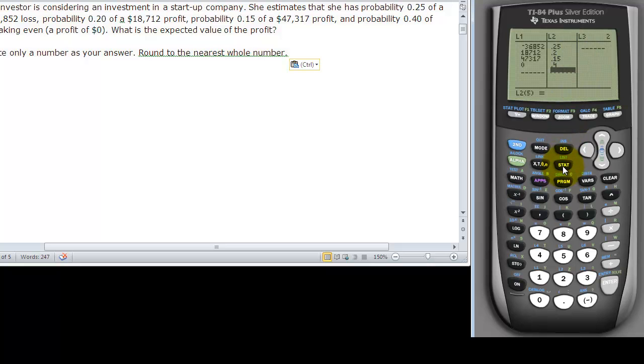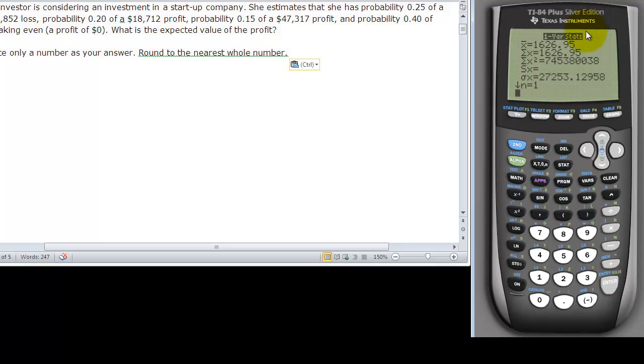Okay, so we have our two lists set up, and then we're going to go into Stat and Calc, and we want one variable stats. So click Enter. And then make sure that your lists are set up correctly. List 1, that would be the profit. That's what we're concerned about, the expected value of the profit. And then list 2 is our frequencies, which in this case are probabilities, but it works exactly the same as if you've done the frequency problem before. So scroll down. Our lists are set up correctly. Once they are, scroll down to Calculate.